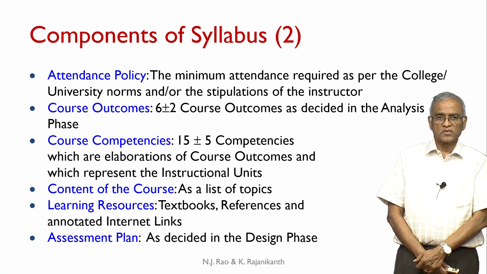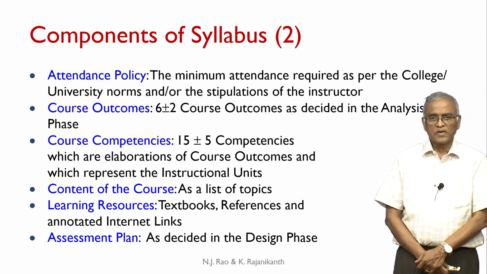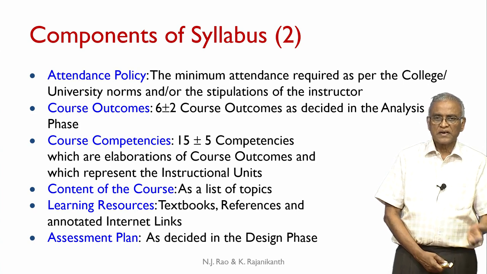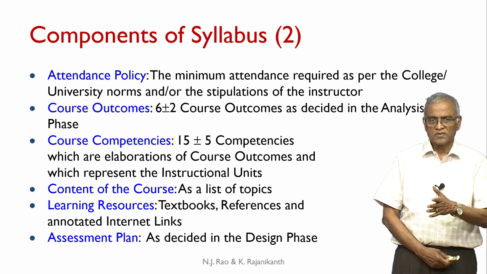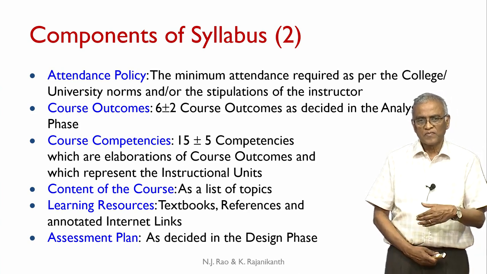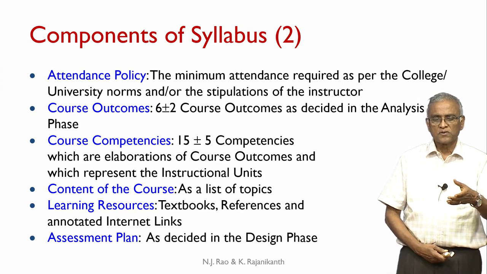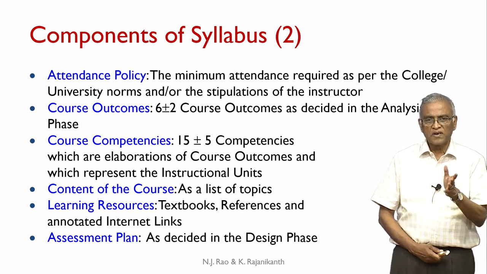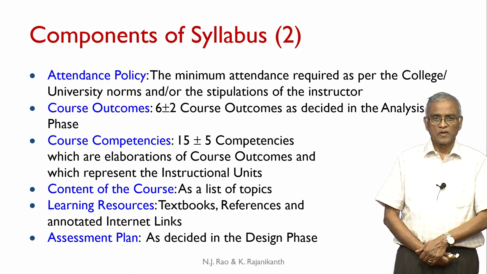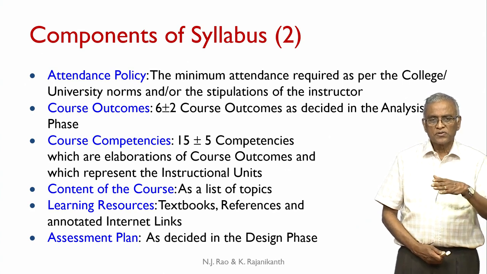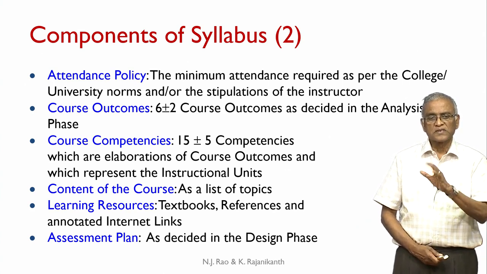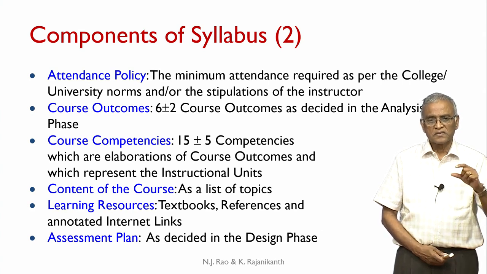And then you write the course outcomes. Course outcomes are, as we have already decided in the analysis phase, something like 6 plus or minus 2 for a course. And then if necessary, we elaborate course outcomes into course competencies, which can be anywhere from 10 to 20. And then we write the content of the course with which everybody is familiar. It is essentially a list of topics. You can group them as you please, like separate paragraphs, or you can write continuously the list of topics.